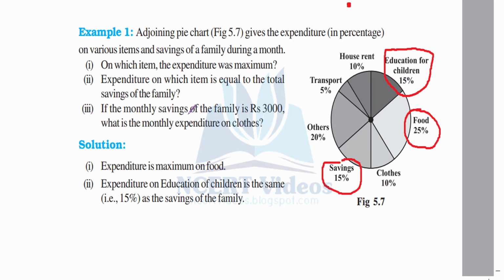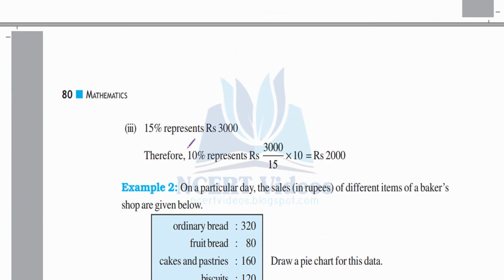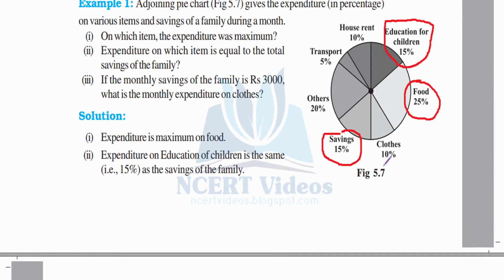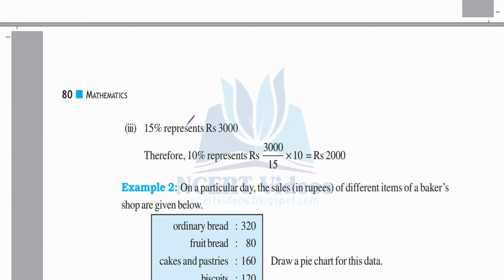Third part: if the monthly savings of the family is rupees 3000, what is the monthly expenditure on clothes? Now concepts of linear equations will be used. It says monthly savings, which is 15%, is equal to 3000. So it is providing us that 15% represents 3000. Then it asks, what is the monthly expenditure on clothes, which is 10%. So we are provided the value of 15% and we need to find the value of 10%. It is this simple. Therefore, 15% represents or is equal to 3000.